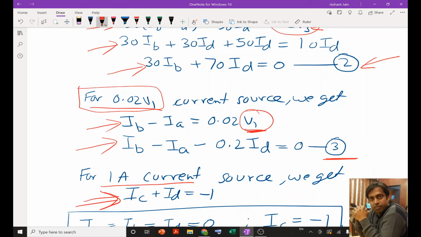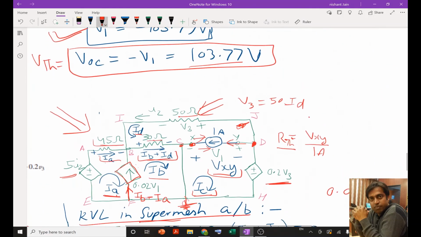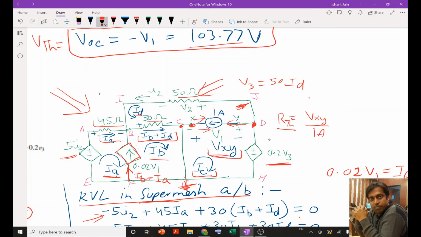So now you can see we get 4 equations, and we have 4 unknowns: IA, IB, IC and ID. If we solve these equations simultaneously, we will get the values as this. All the currents are coming out to be 0 and only IC is coming out to be -1. Now our main purpose, once we get the values of IA, IB, IC and ID, is to calculate this VXY. You can see our VXY is nothing but the minus of V1. So I just need to calculate the value of V1.